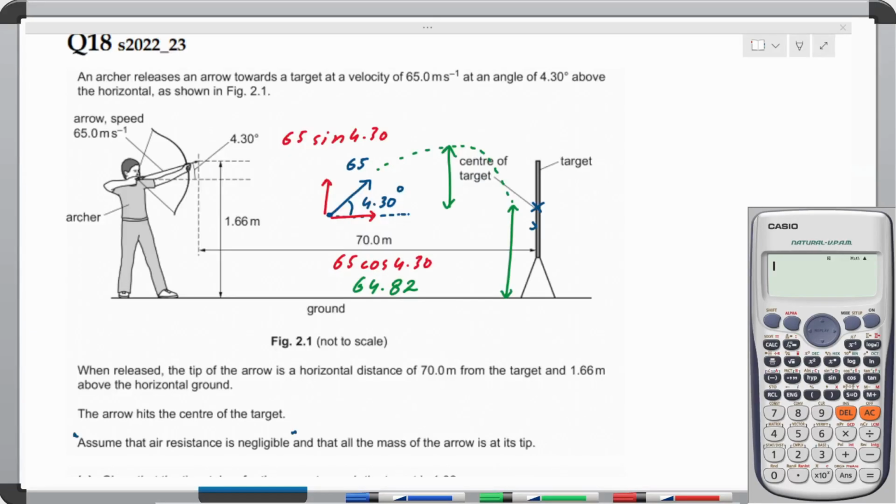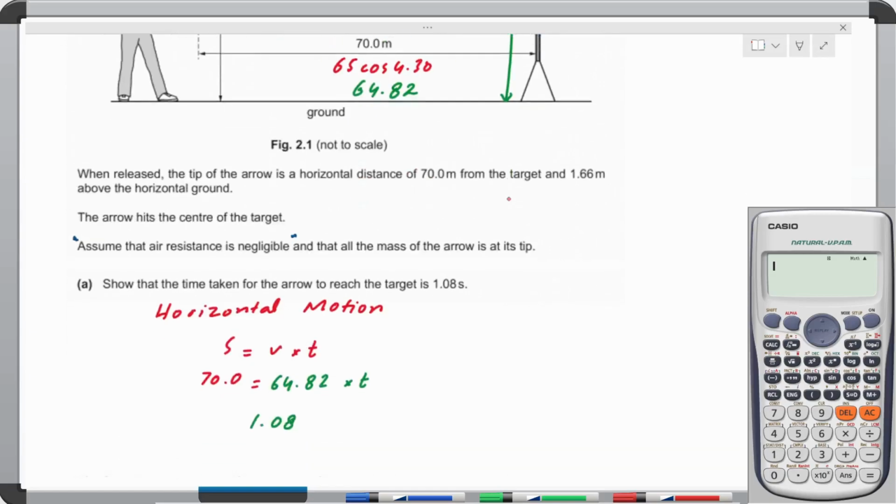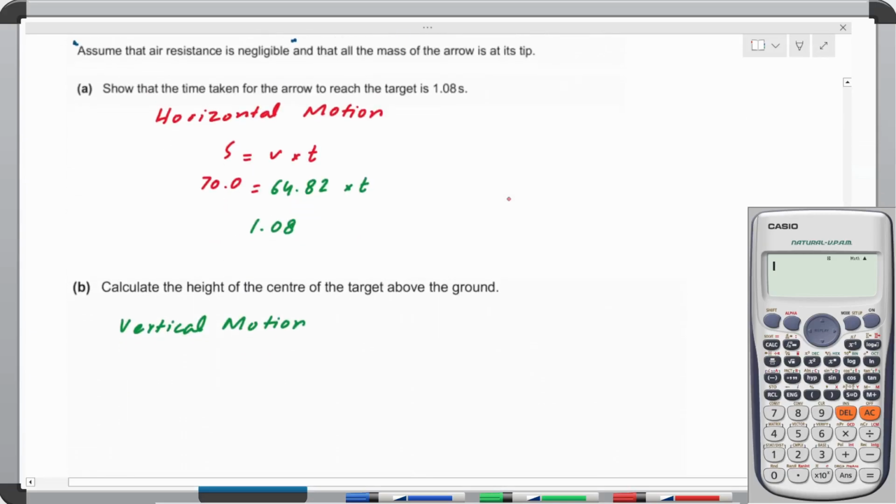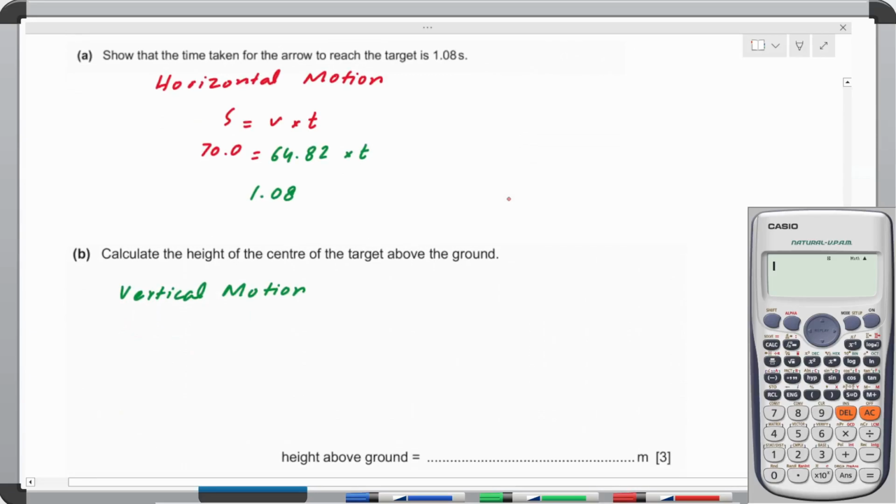Alright, so for this one we are trying to see how far up in the air the projectile goes, so that we can subtract that distance from the total distance of 1.66. For the vertical motion, I'll write down the data. The initial vertical velocity, I'm going to write it as u. I'm not going to add the subscripts because I've written the caption over here.